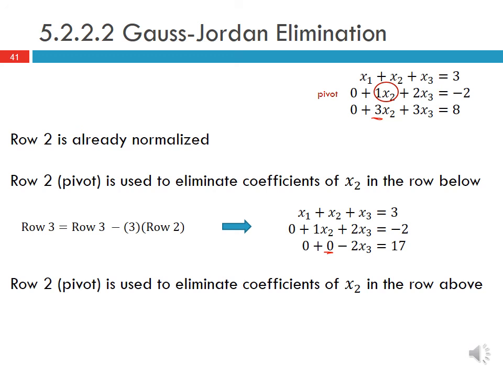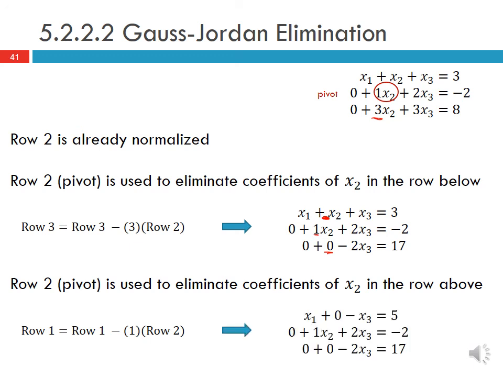Now we also want to use the pivot in row 2 to eliminate the coefficients of x2 in the row above. So we want to get rid of this element here. We do that by saying row 1 is equal to row 1 minus 1 times row 2. So 1 is the coefficient of the element we're interested in getting rid of, divided by 1, which is the coefficient of our pivot element, which of course we normalized, times row 2. This gets rid of the coefficient of x2 in the rows above the pivot as well.